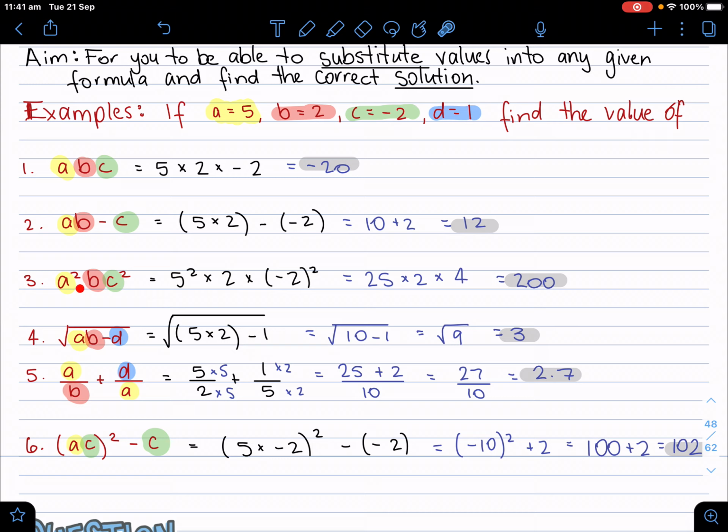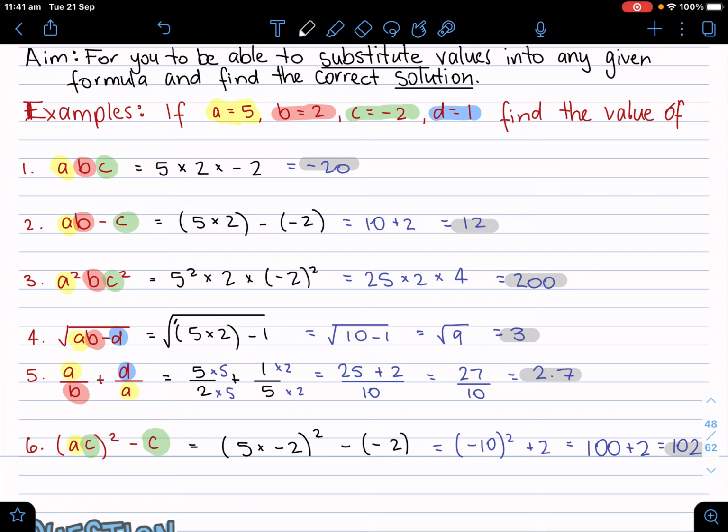Let's keep going. Example 3. A squared times B times C squared. So 5 squared times 2 times negative 2 squared. And this is again another reason why putting the negative in brackets is so important. If you have a Casio calculator and you put that negative outside, just negative 2 squared, you'll get an incorrect answer compared to if you put the negative 2 in brackets. Go ahead and try it. When we simplify this, we get 200. Let's move on to the next part.